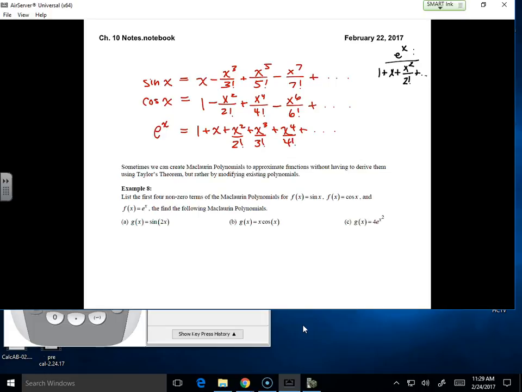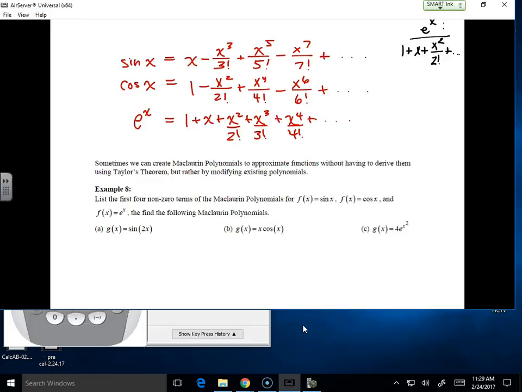Now guys, how do we use these to find the first 4 non-zero terms of the polynomials down below, A, B, and C? You plug in, instead of x, you plug in 2x. Exactly. Wait a minute, the first 4 non-zero terms. What degree polynomial is that going to be for letter A?